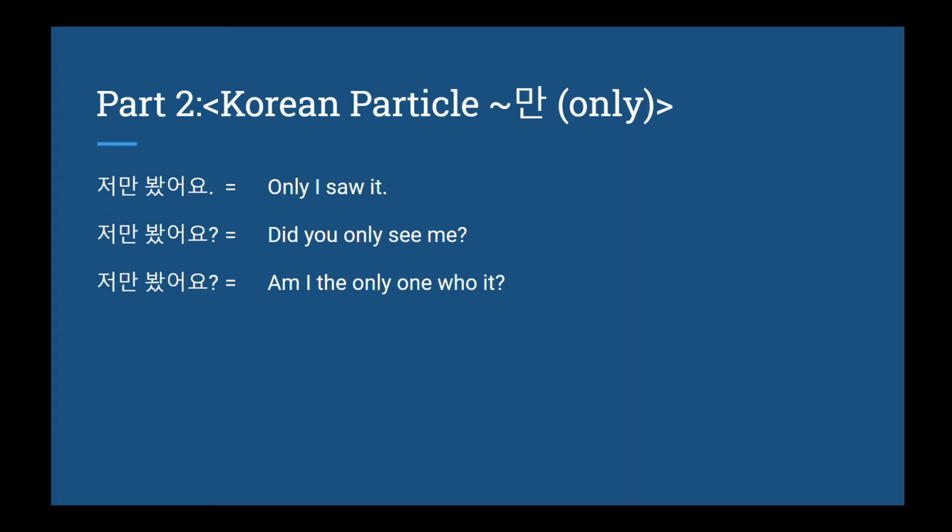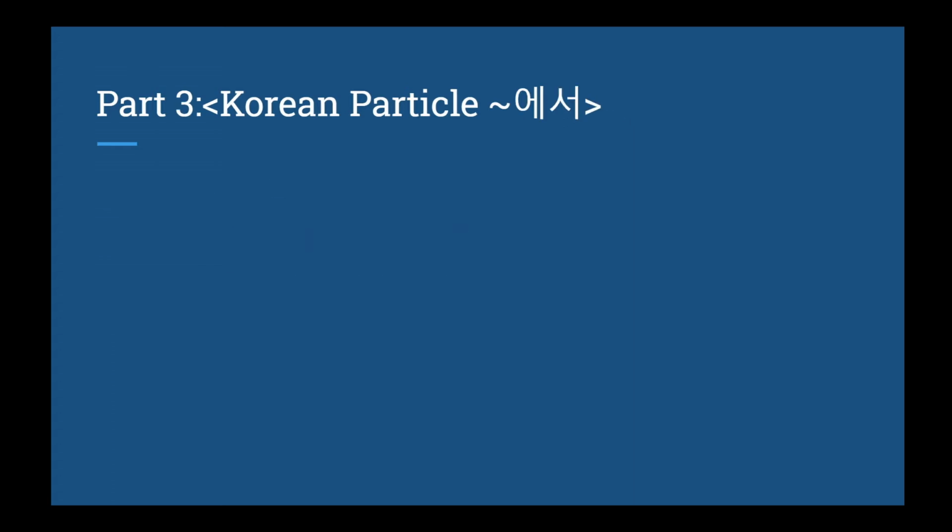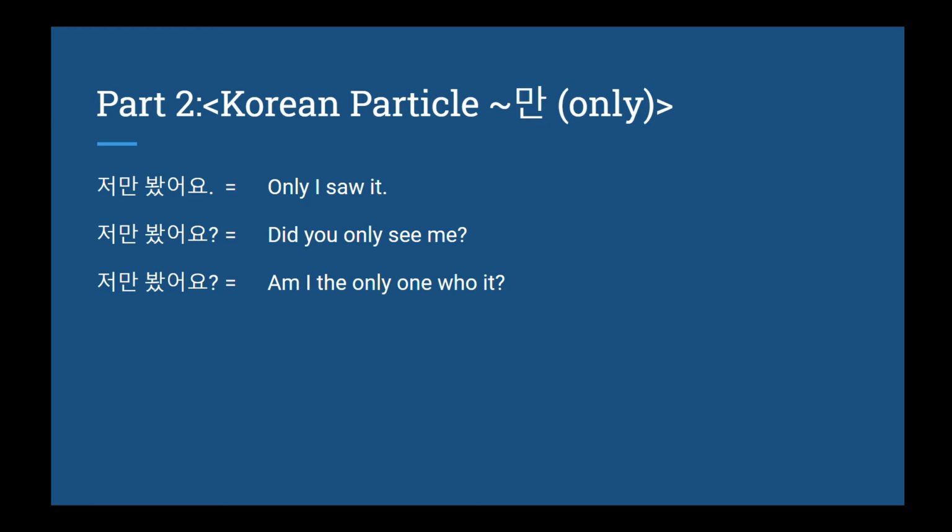So, here's an example. Let's say there was a robbery at a store, and I'm the only witness. I could tell the cops, 저만 봤어요. What do you think that means? I'll tell you, only I saw it. Let's change the scenario a bit though. Let's say that you were with a group of friends when the robbery happened, and everyone else says they didn't see anything. You could say, 저만 봤어요? Am I the only one who saw it?